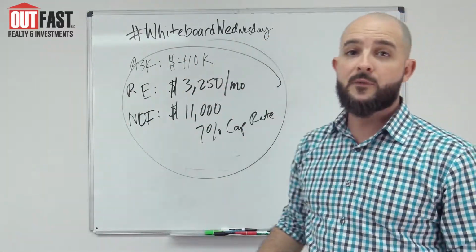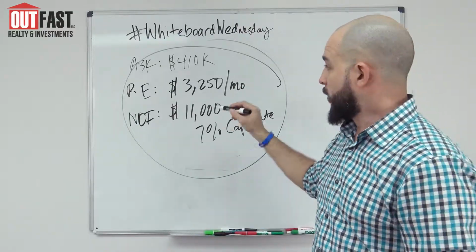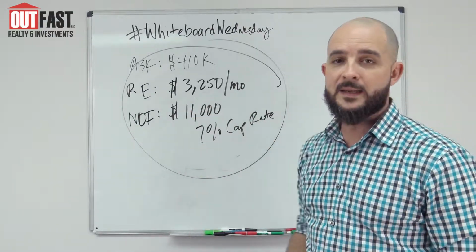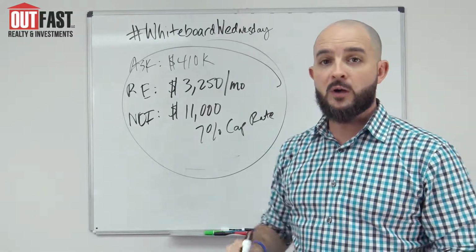And I haven't even broken down the formula in the right way yet, because you have to start thinking about what goes into that net operating income. And some of the things you also have to think about too.